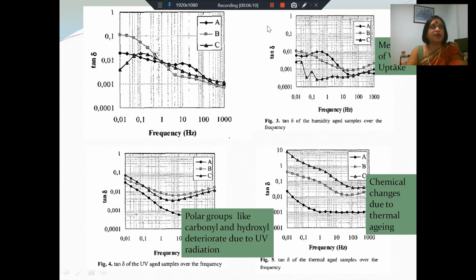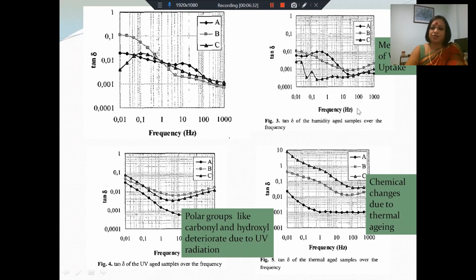We have to analyze a large amount of data and in various ways to be able to come to the conclusion that this is the polarization mechanism that is dominant. We do that in research, but I'm not going to go into this here. Now look at what happens to these tan delta curves when you age the samples and do the same measurements.